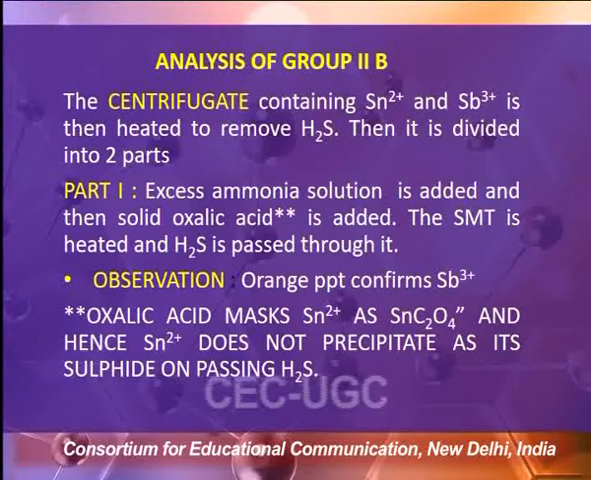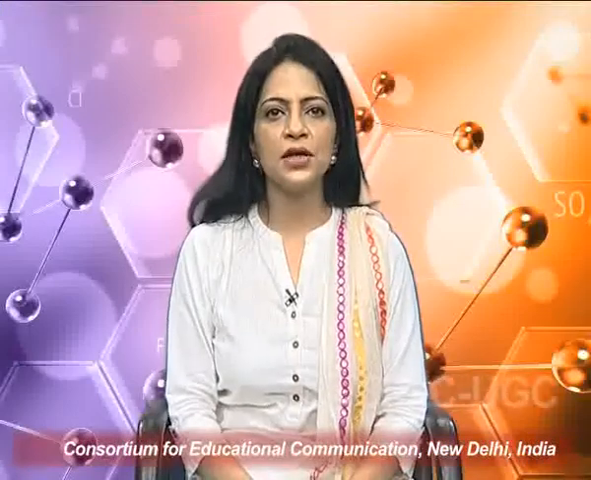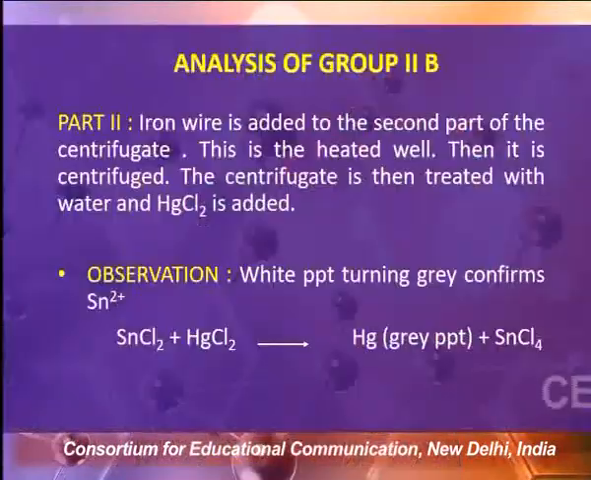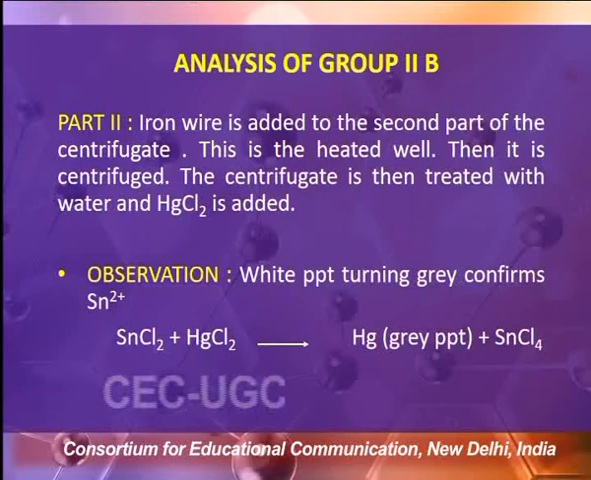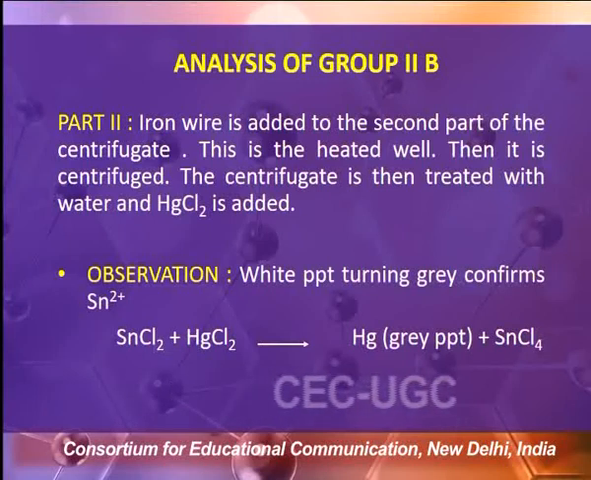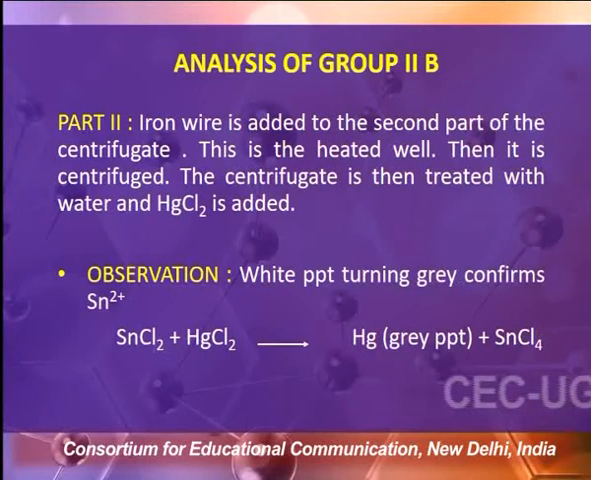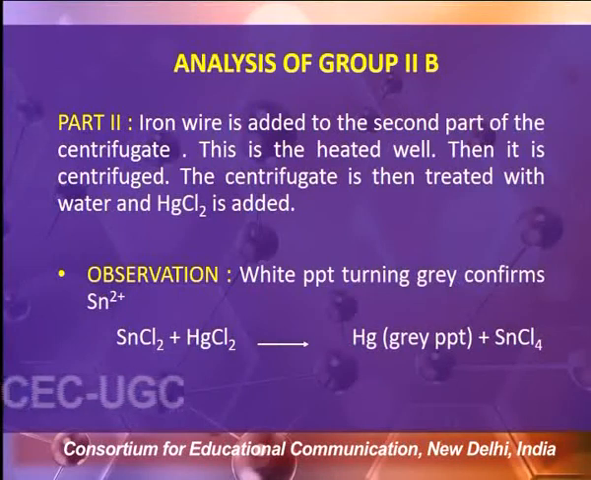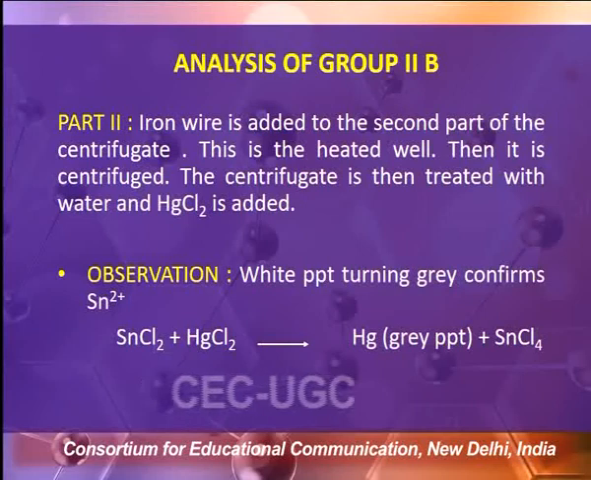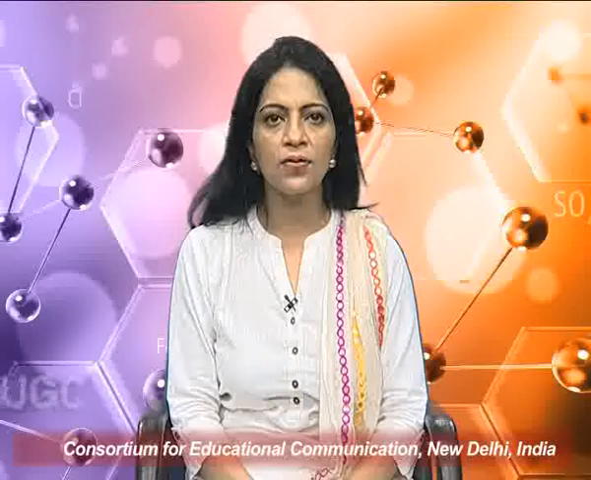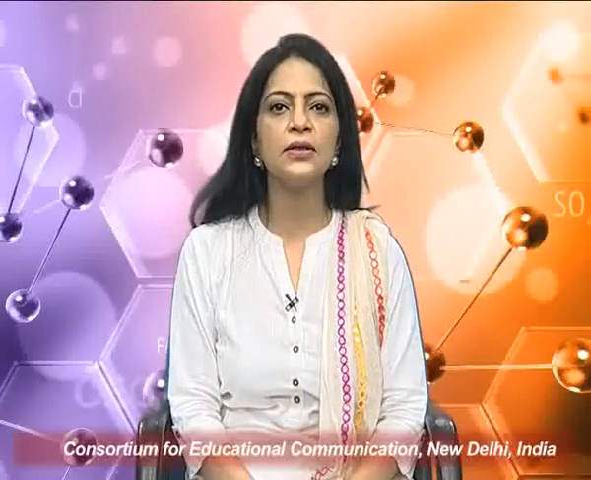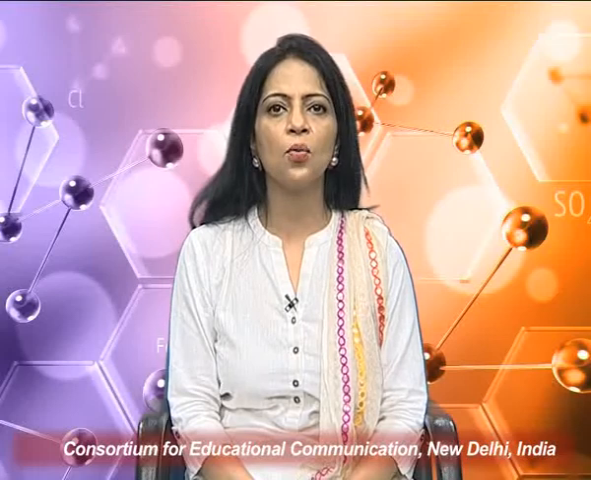To the second part of the centrifugate, iron wire is added and then the test tube is heated well. After that, the test tube is centrifuged. The centrifugate is then treated with water and mercurous chloride is added. If upon the addition of mercurous chloride, we observe white precipitates which turn grey, this confirms the presence of tin in the mixture along with antimony.